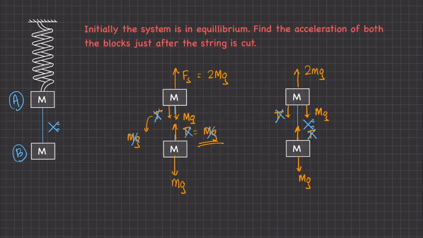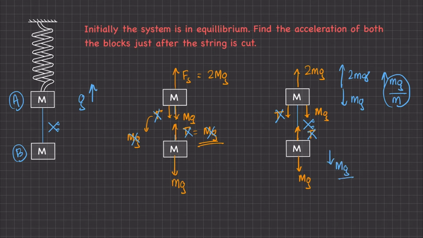Now on the upper block, upward force remaining is 2 mg, downward force is mg. That means net force will be mg on this upper block and its mass is m. So acceleration will be mg by m, which is equal to g. So for the upper block, acceleration will be g upward. Now on the lower block, if we cancel the T because it vanishes, then net force will be only downward mg and its mass is again m. So if we divide it, we get acceleration of the lower block is g downward. This is the answer for the third problem.